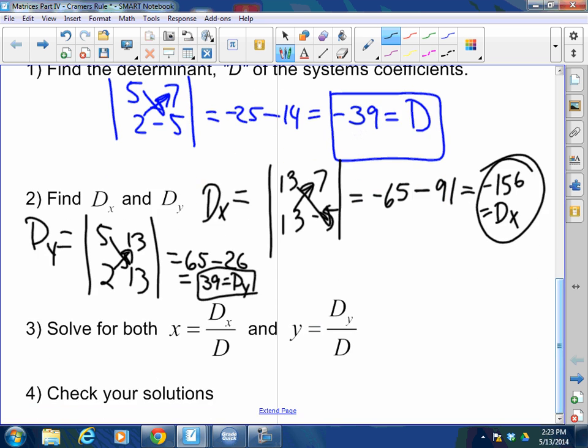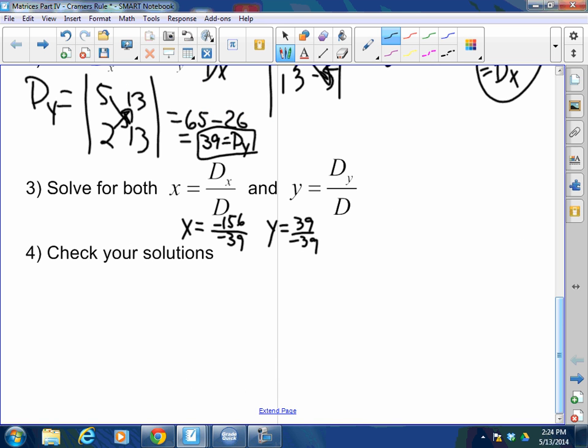So now, solve for both x, which is d of x over d, and y, which is d of y over d. So my x here is d of x, which is negative 156 over negative 39. And my y is d of y, which is 39 over negative 39. So what's my solution here? I think that's 4. Yes, 4, and negative 1.